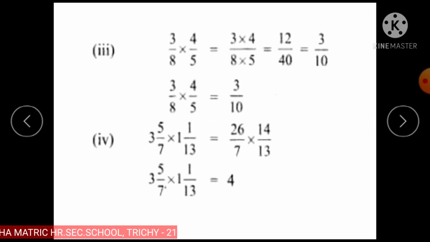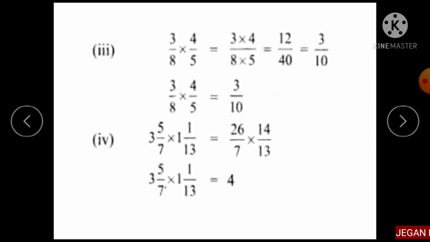Subdivision 3: 3 by 8 into 4 by 5 equal to, here numerator is multiplied by numerator and denominator is multiplied by denominator. So 3 fours are 12 and 8 fives are 40. 12 by 40 is simplified by 4. We get 3 by 10. So the product of 3 by 8 and 4 by 5 is 3 by 10.